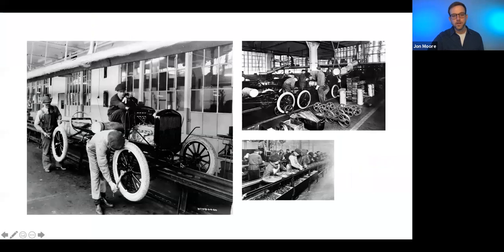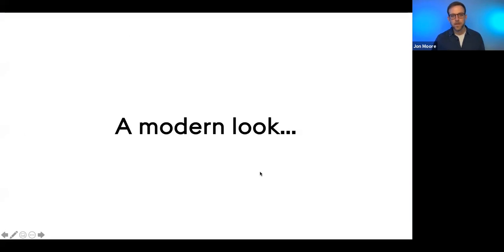A couple other nice black and white photographs from that time. So then a modern look.